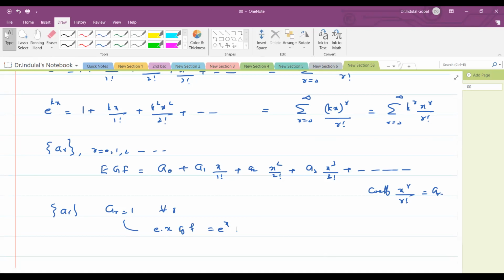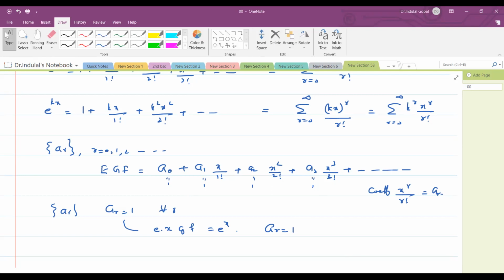So for our first example, consider a sequence a r where a r equal to 1 for all r. So a0 is 1, a1 is 1, a2 is 1, etc. So the exponential generating function is 1 plus x by 1 factorial plus x square by 2 factorial plus etc. So the exponential generating function corresponding to the sequence a r is e raised to x.